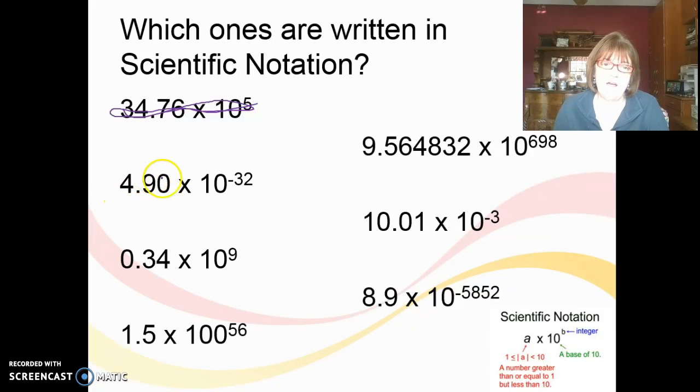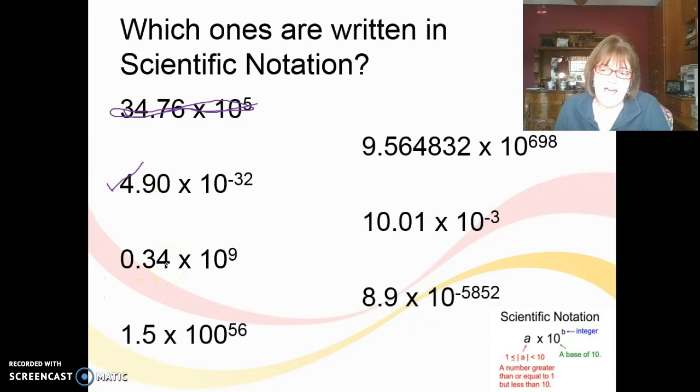We have 4.90 times 10 to the negative 32. 4.9, is that bigger than 1? Yep, it is. Is it less than 10? Yep, it is. And we got our times. All of these have the times, so we know that. And this one's 10, which we said has to be raised to some power. And it is 10 to some power, so this is a good one. Yay! All right, next one.